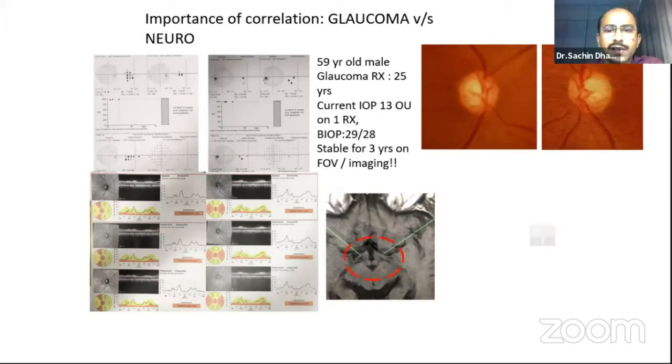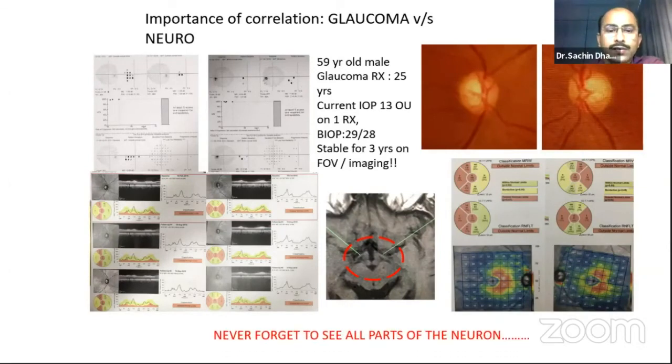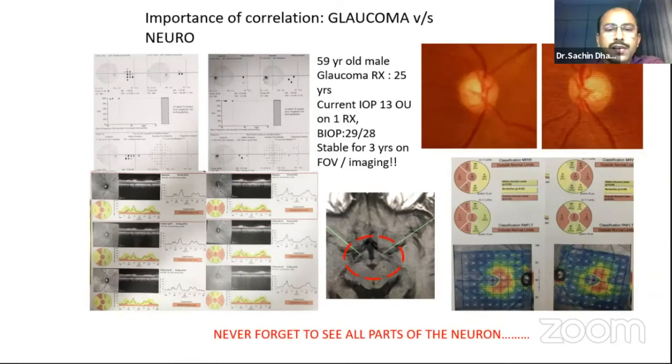This was a case of Devic's disease, which was being treated as glaucoma elsewhere. And you can see this is a bitemporal or rather homonymous defect of the macular ganglion cell layer. So never forget to see all parts of the neuron. That is the take-home message.